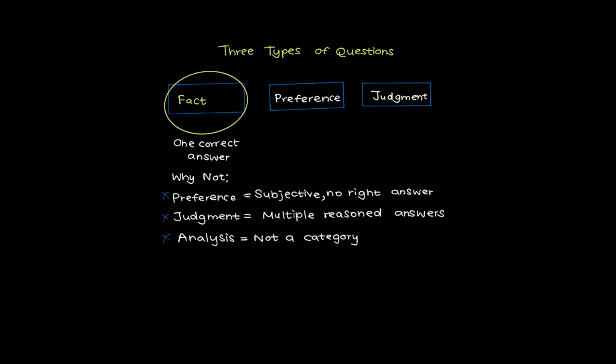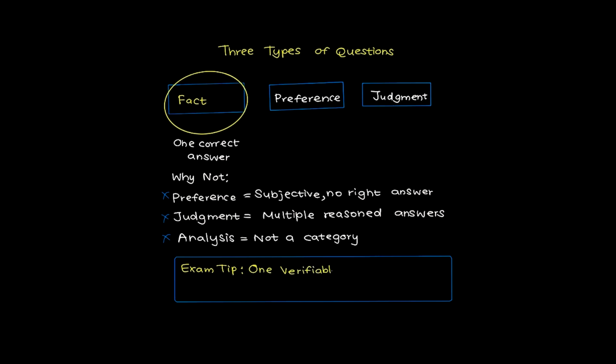Here's a WGU D265 OA exam tip for you. When a question has one definitive, verifiable answer, it's a question of fact. Quick recall hook. Fact = one fixed answer.